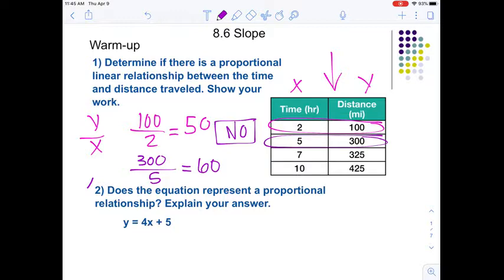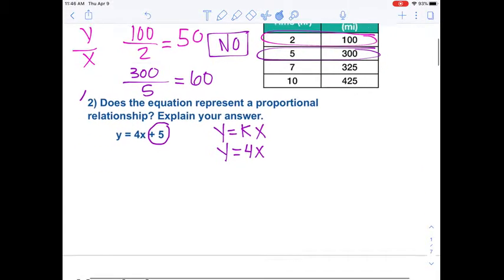Number 2 says, does the equation represent a proportional relationship? Explain your answer. Well, the answer is automatically a no because there's this plus 5. Proportional relationships need to be written as y equals kx. So if this was just y equals 4x, then it would be proportional. But since there's that plus 5, it is not proportional. There can be no addition and no subtraction within these equations.